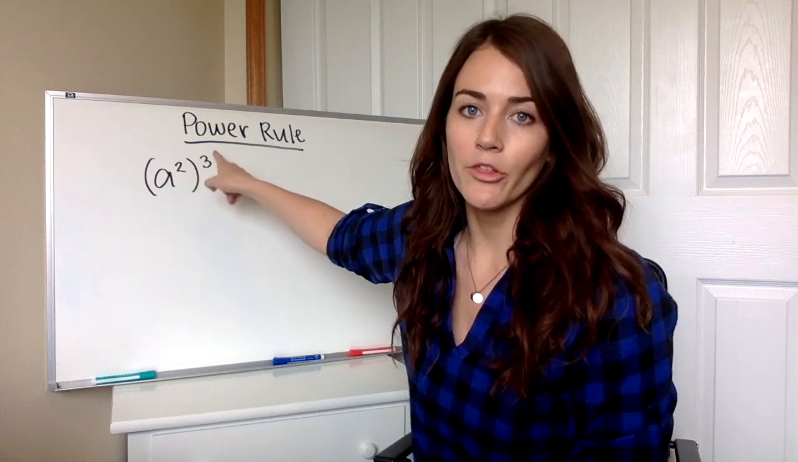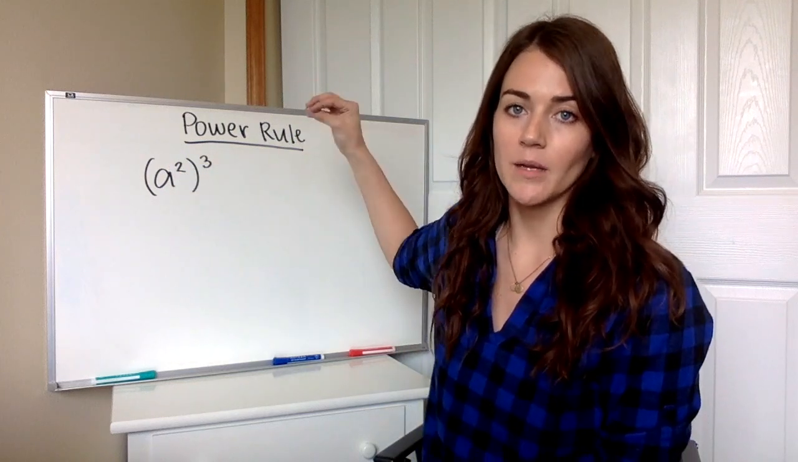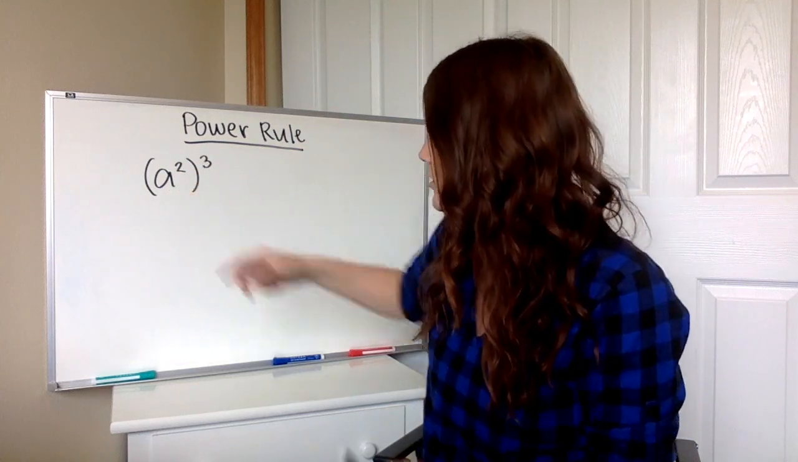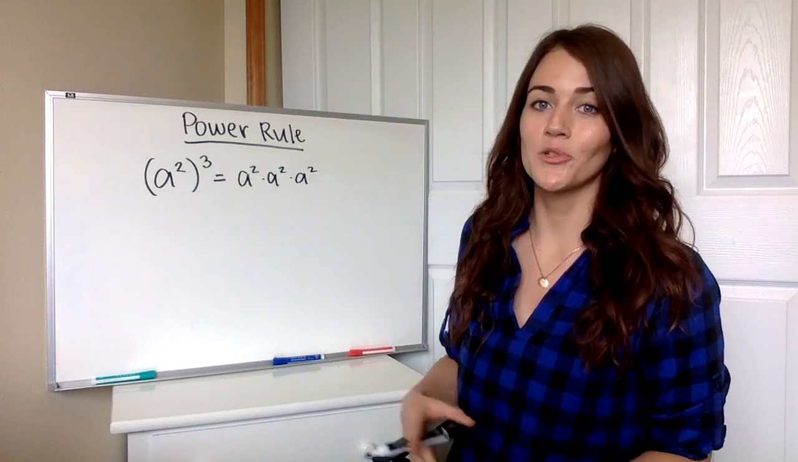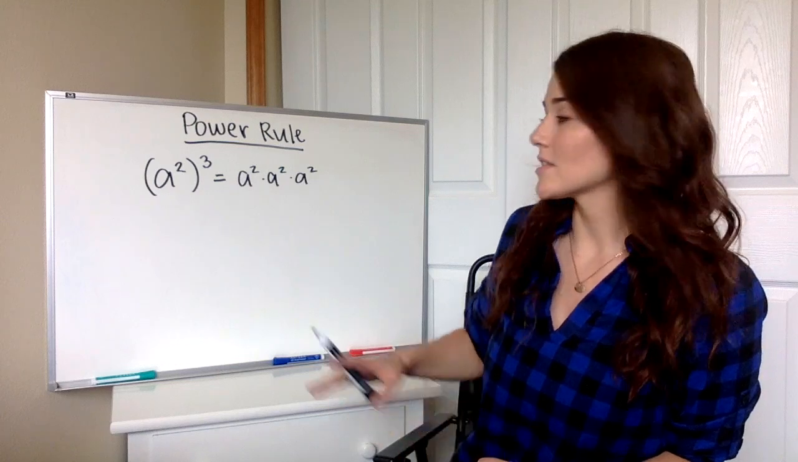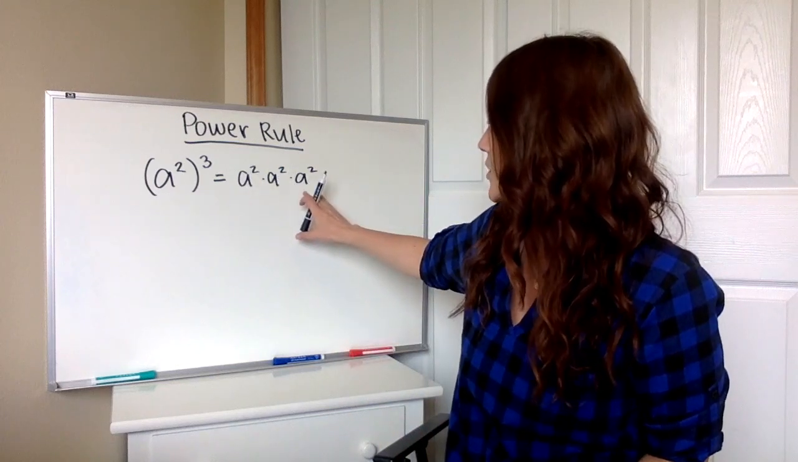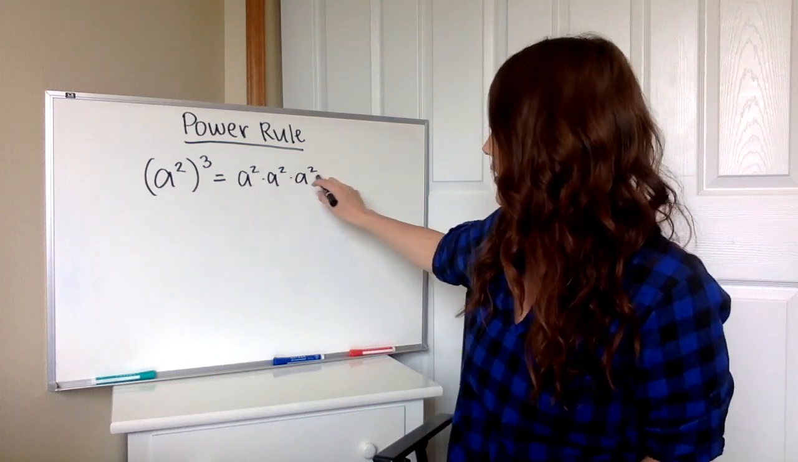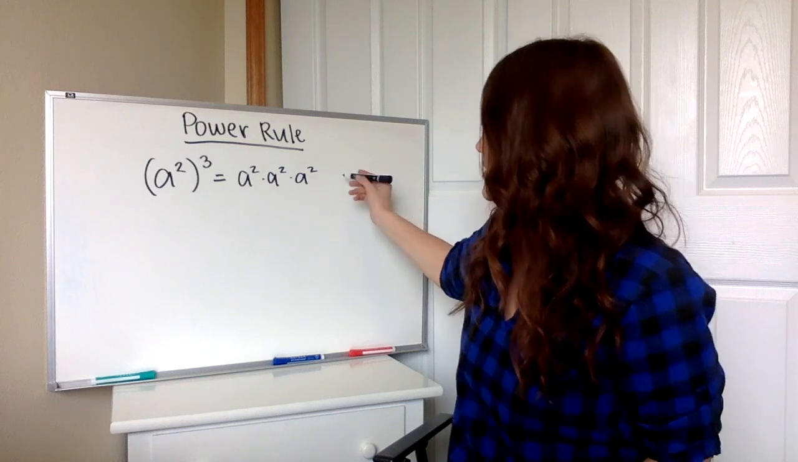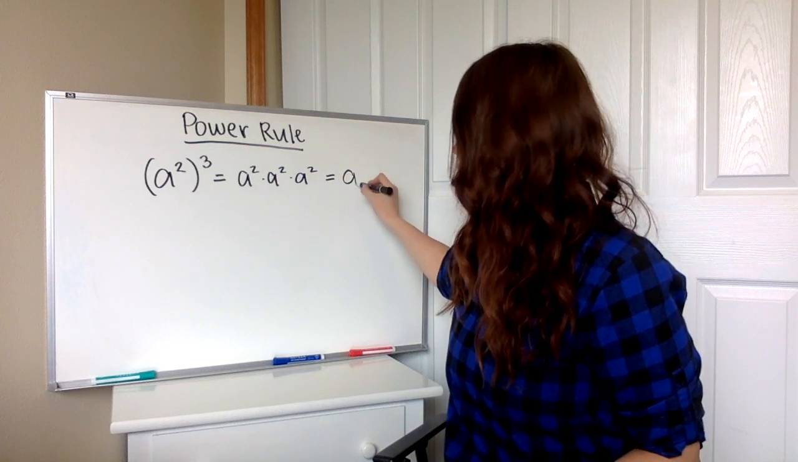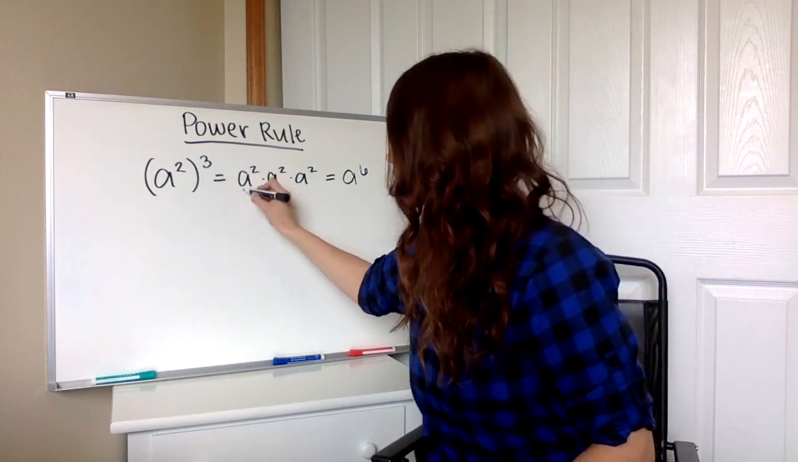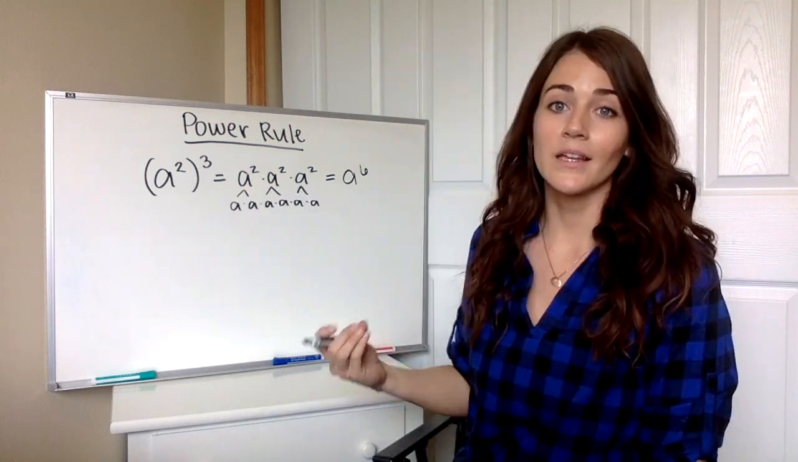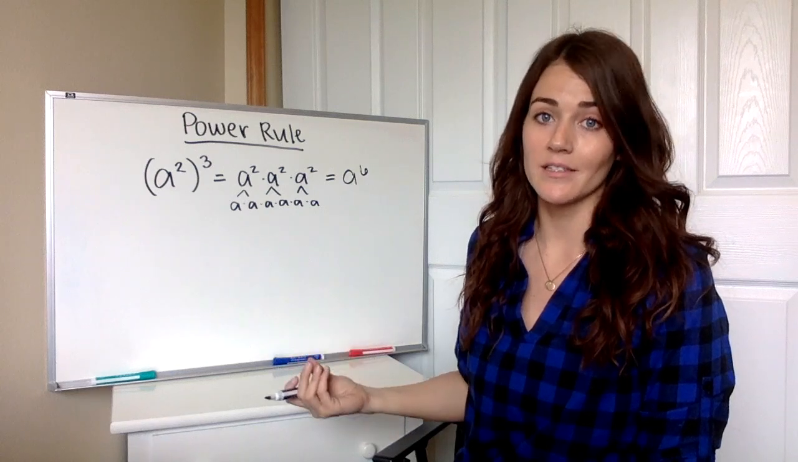If we had a to the third, that'd be a times a times a. So if we have a squared to the third, you could use our product rule, which tells us if you have something with the same base being multiplied together, you add up your exponents to get a to the sixth. Or you could expand it even further, which we know each of these a squareds are a times a. Either way, we get a to the sixth.